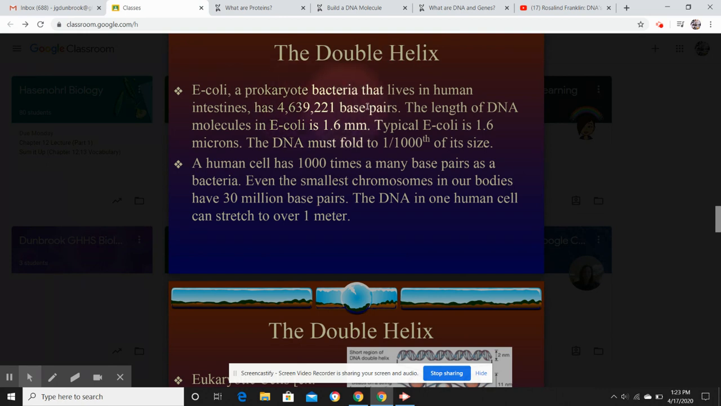The length of DNA molecules in E. coli is about 1.6 millimeters. That's actually kind of big. It's about the thickness of 2 dimes. Typical E. coli is 1.6 microns. That is 1.6 millionths of an inch.